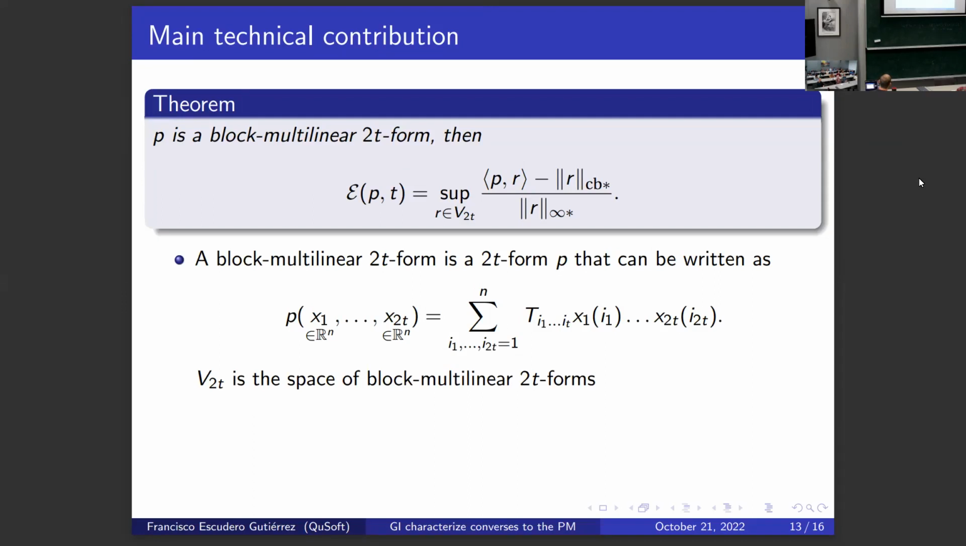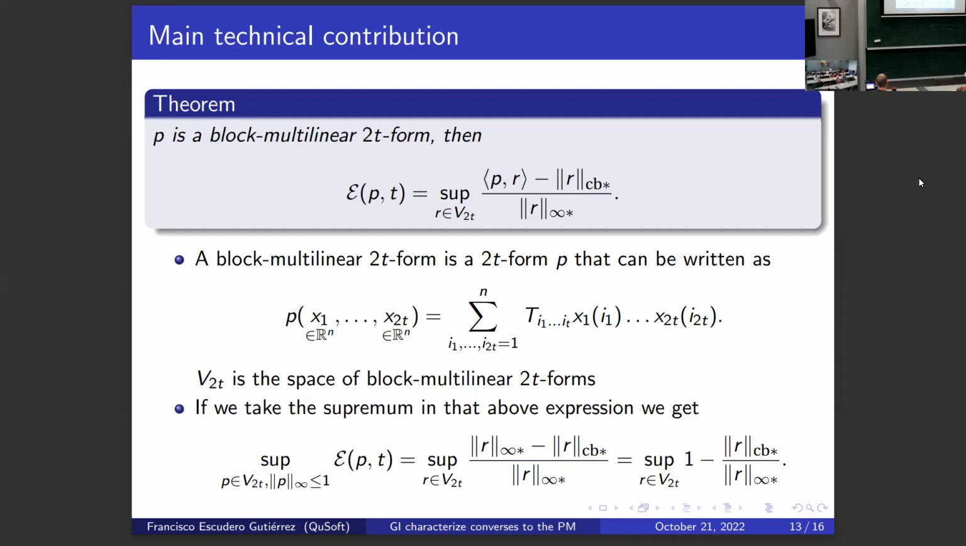So the error of PT, when P is a block multilinear 2D form, can be expressed like this. These norms are the dual norms of the completely bounded and the infinity norm, taken with respect to the space V2T. And this is the inner product of the coefficients of P and R. The next thing is taking the supremum of this error of PT when you optimize over all 2T multilinear forms that are bounded in the infinity norm. By the definition of the infinity dual norm, when you take the supremum among all the P's bounded in the infinity norm, you turn this into the infinity dual norm of R. That is simply the definition of the dual norm.